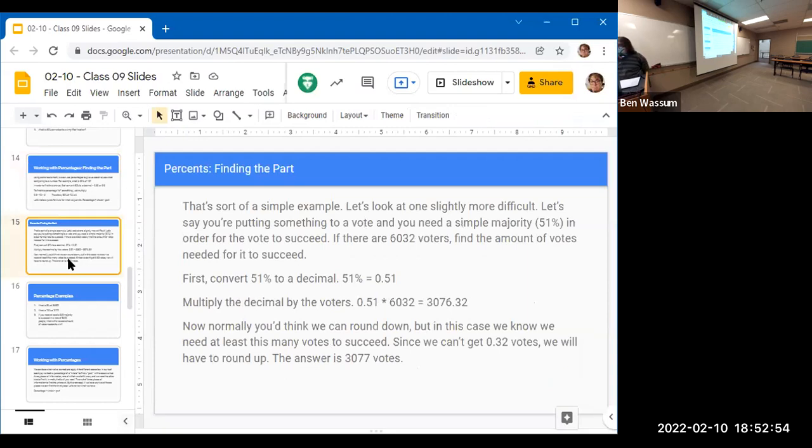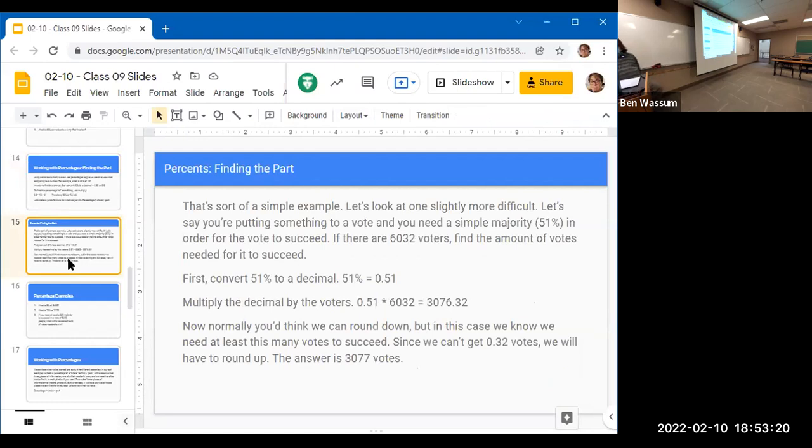So that's a bit of a simple example, but let's look at a more tricky one. Let's say you're putting something to a vote and you need a simple majority, which would be 51%, in order for the vote to succeed. Now, if there are 6,032 voters, let's say you wanted to find the amount of votes needed for it to succeed.